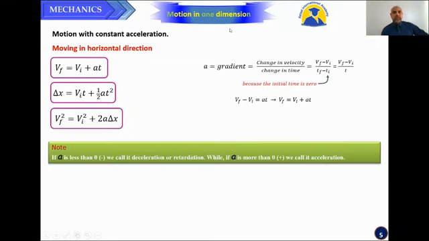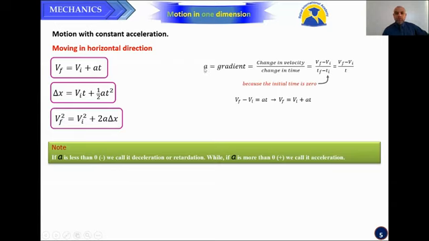If we have constant acceleration, we can use these formulas. If we talk about motion with constant acceleration, we can use these formulas. And here I will explain how we got the first formula.